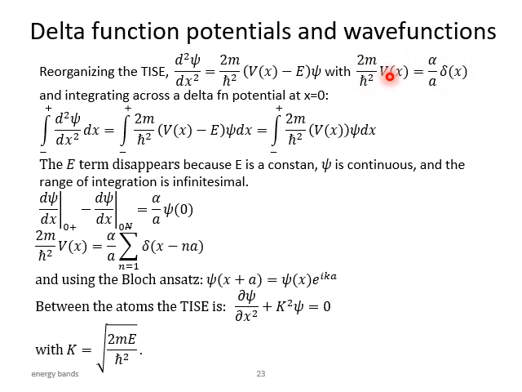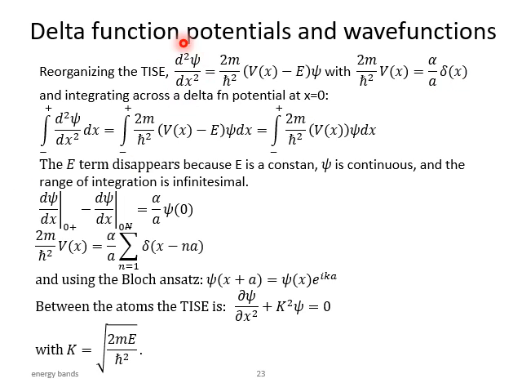I've just reorganized the constants so that 2m over h bar squared times the potential as a function of position is a scaling constant, the distance between the atoms. Again, this is just scaling to make the delta function arithmetic work out well. And then our delta function potential.